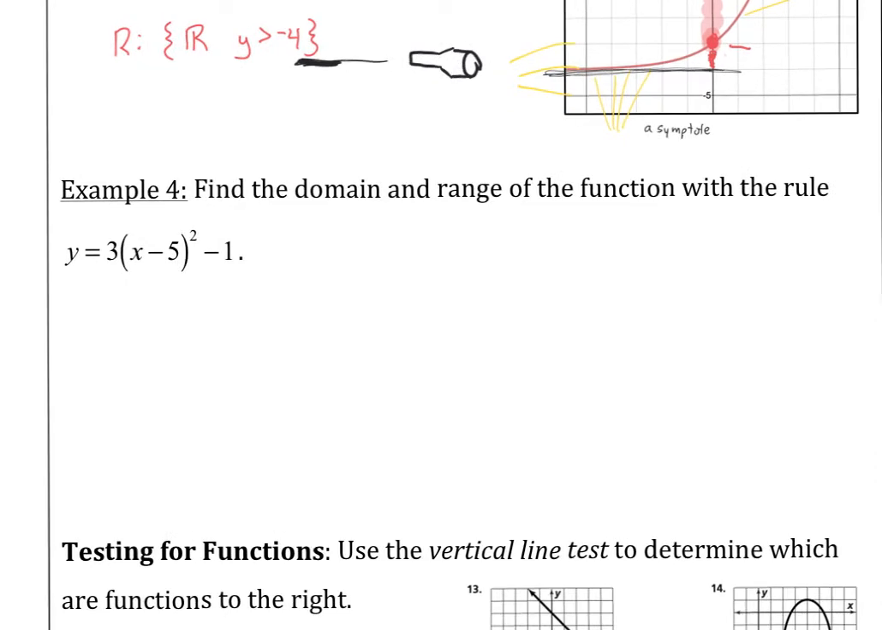So with example number 4 here, find the domain and range of the function with this rule here. So you ask yourself, what kind of numbers am I allowed to put in? Are there any restrictions? And what kinds of numbers do I get out? So you can either just logically think about it, or you can actually pull out a graphing calculator and check to see what the graph looks like. So go ahead and take a moment and consider that.